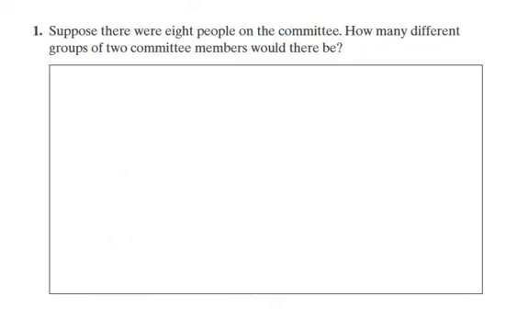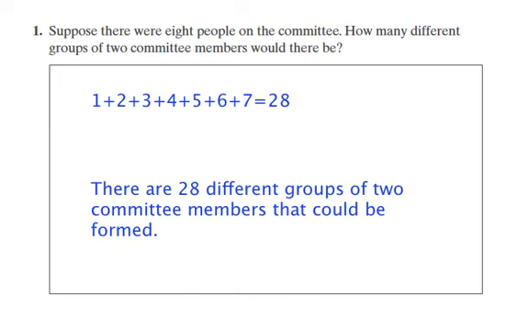Suppose there were 8 people on the committee. How many different groups of 2 committee members would there be? We could continue the pattern to figure this out. It would be 1 plus 2 plus 3 plus 4 plus 5 plus 6 plus 7, which gives you a grand total of 28. So there are 28 different groups of 2 committee members that could be formed.